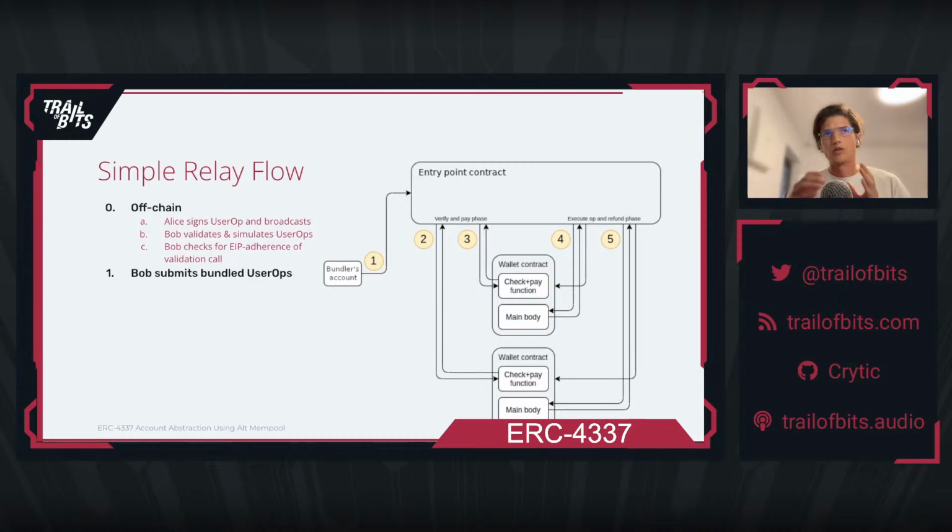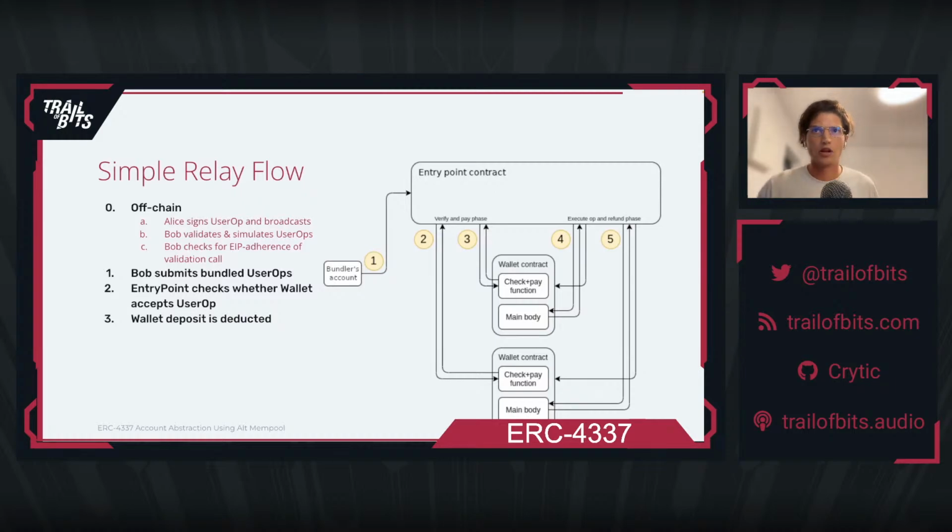Then looking at the on-chain operations, in step 1, Bob submits the bundled user ops. In step 2, the entry point checks whether Alice's wallet accepts the user op. Here, Alice's wallet could have a deposit inside of the entry point contract in advance, or in step 2 the wallet can send a deposit back to the entry point contract. In step 3, the deposit is deducted. This happens inside of the entry point contract and doesn't need any external call.